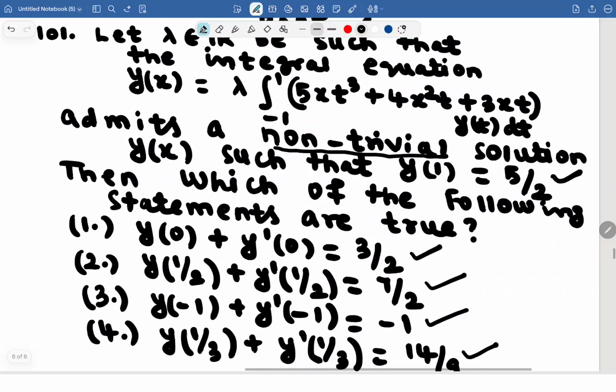The problem: y of x equal to lambda integral minus 1 to 1. Both the limits are constant. This is a Fredholm integral equation. We have to find the non-trivial solution y of x satisfying y of 1 equal to 5 by 2. Then check the options. Out of 4 options, which of the following options are true?